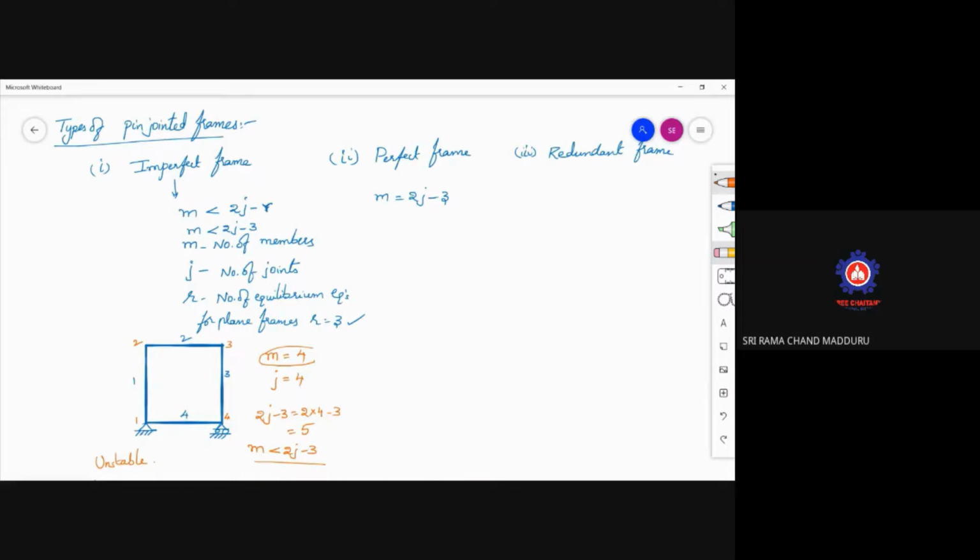Whereas for the perfect frames, just to see this one, this is your structure.